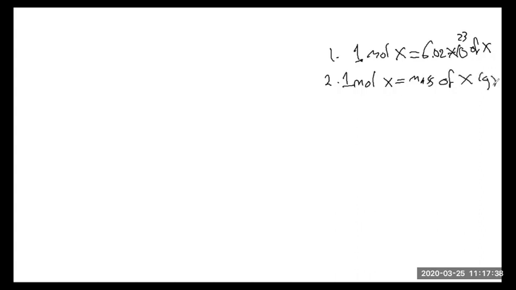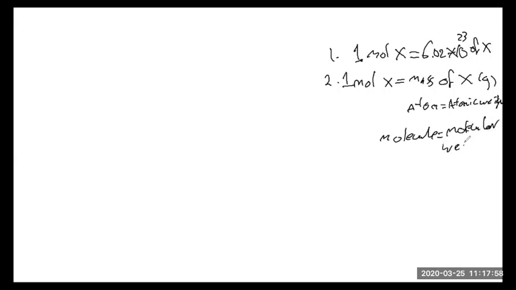Now, how will you get the mass of X? If it's an atom, you will get the atomic weight. If it's a molecule, it will be the molecular weight. So let's say, for example, I have 1 mole of carbon.